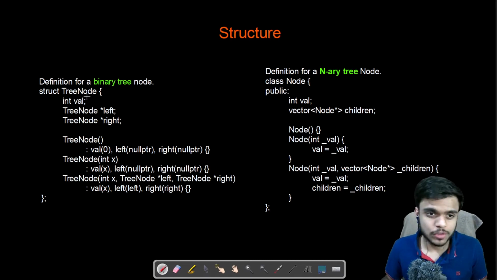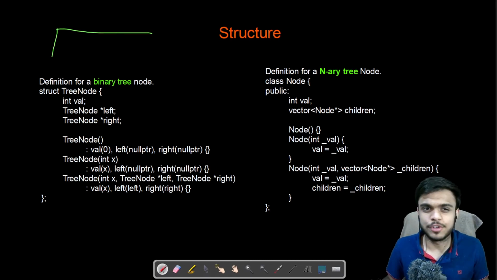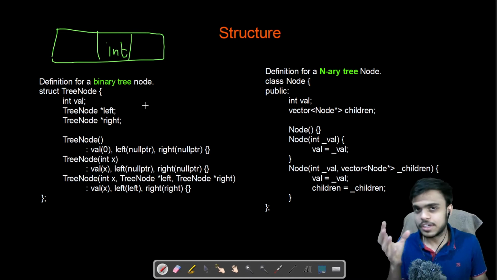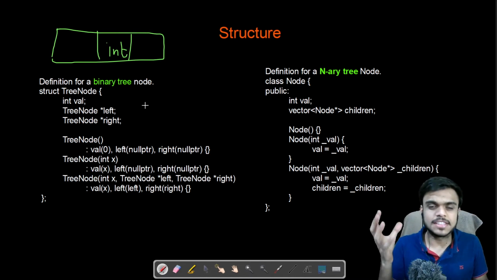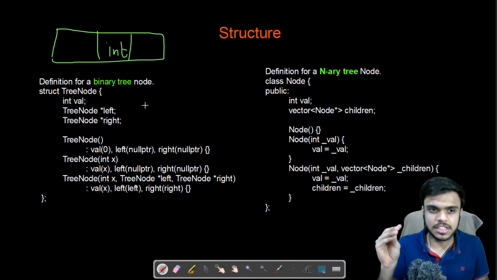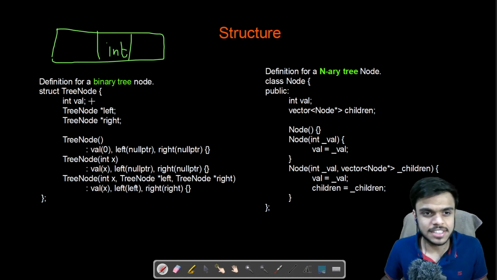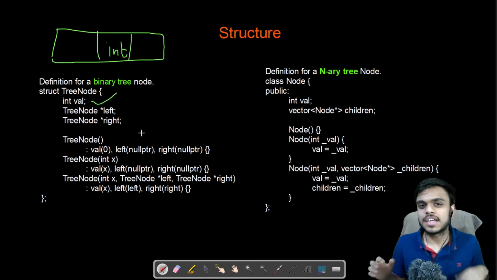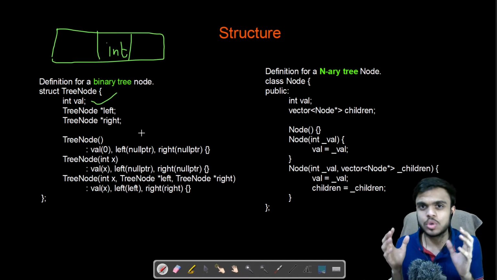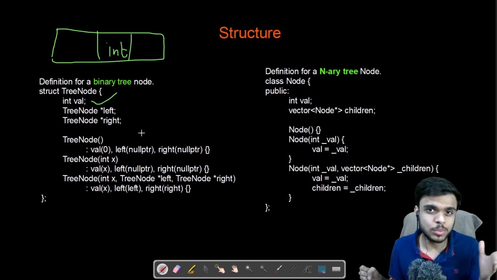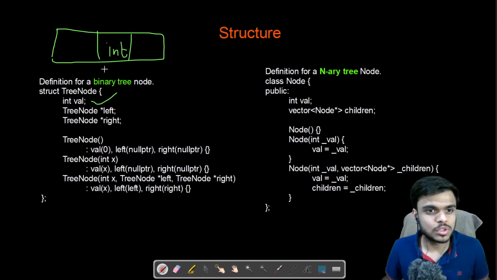Okay, so first let us look at the binary tree. We all know what the node of a binary tree consists of. It basically consists of an int which has the value of that particular node. So in any node we just have a single value, and that value is that int. After that, every binary tree node can have at max 2 children, so we need 2 pointers to represent both of them, which is why we have left and right pointers.